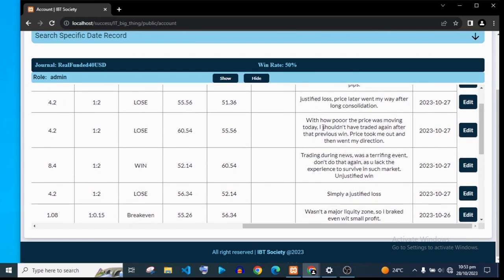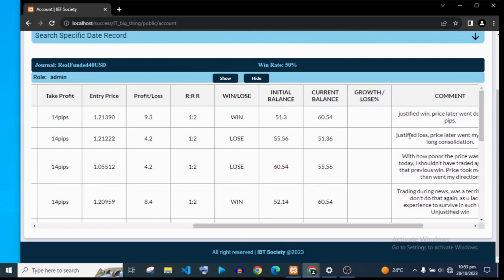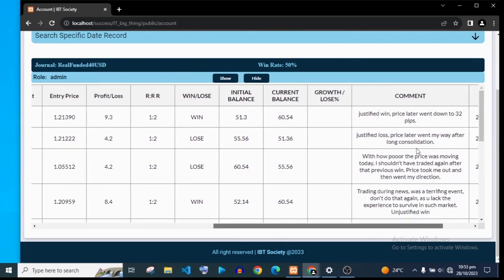The next trade I took though, the price was going wrongly that day, but I guess it's the same day with this day that I made a profit. That's why I said I shouldn't have traded again after that previous win. Price took me out and then went my direction. So the price wasn't really moving well that day, probably just up and down, up and down. So I made a loss right there. The next trade again I took was a loss, a justified loss. Price later went my way after a long consolidation, so it was a justified one.